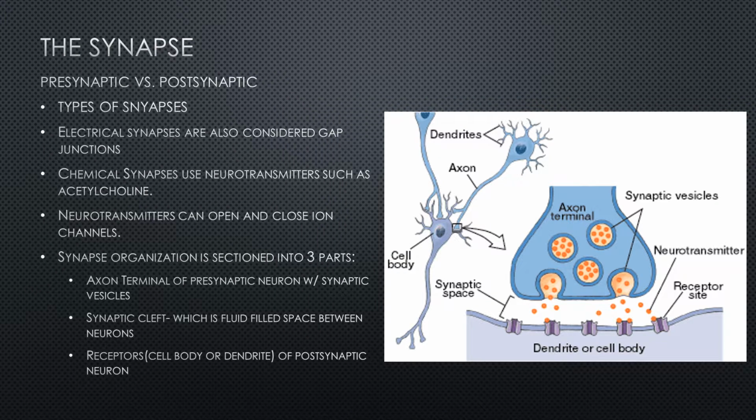The synapse. Presynaptic versus postsynaptic. Types of synapses. There are electrical and chemical. The electrical synapses are also considered gap junctions, and chemical synapses use neurotransmitters such as acetylcholine. Neurotransmitters can open and close ion channels. Synapse organization is sectioned into 3 parts: axon terminals, synaptic clefts, and receptors. The synaptic cleft is fluid-filled space between neurons.